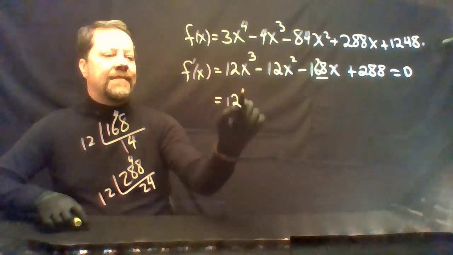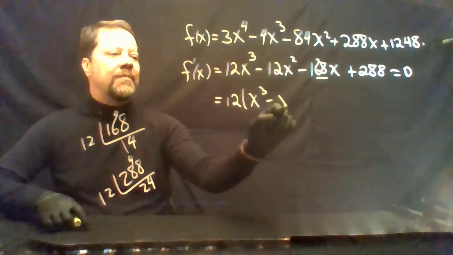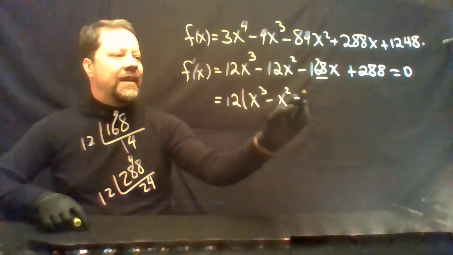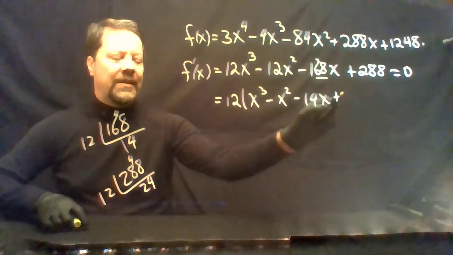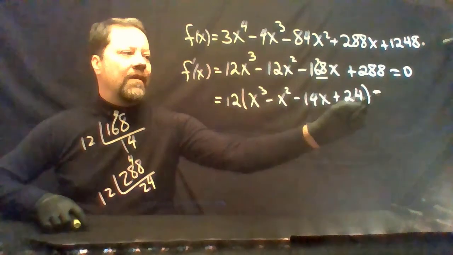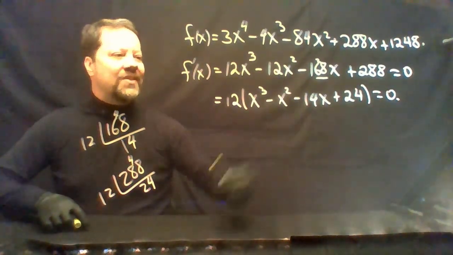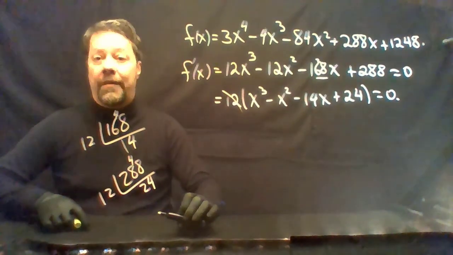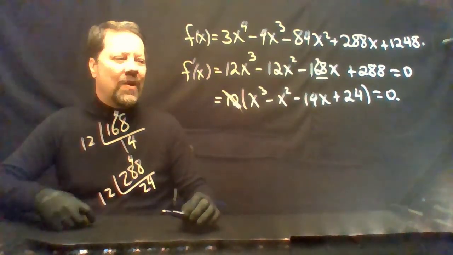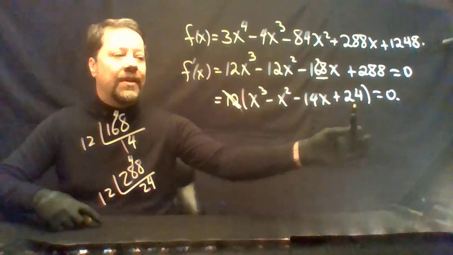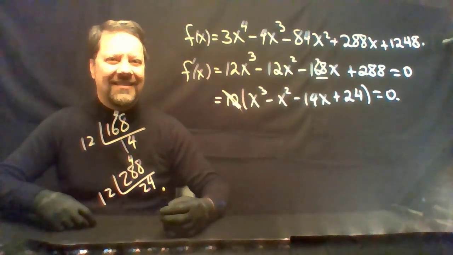So this is 12 times the quantity x cubed minus x squared minus 14x plus 24. And we're setting that equal to 0. Since it's all set equal to 0, we can divide the 12 off and not worry about it anymore. We're just solving for roots of this cubic.